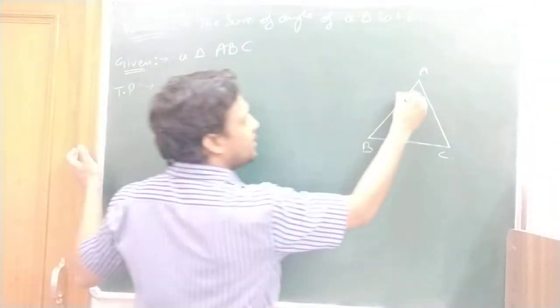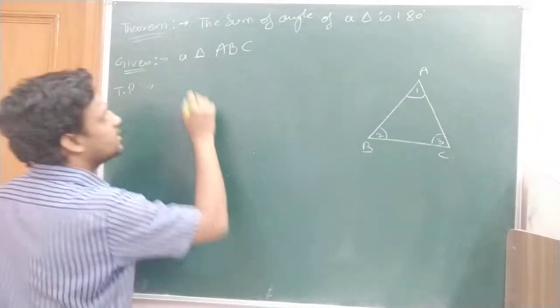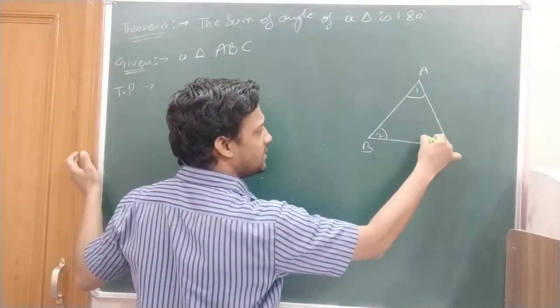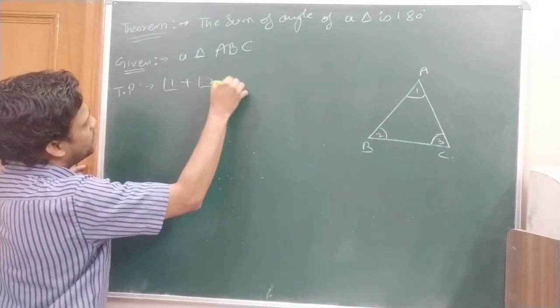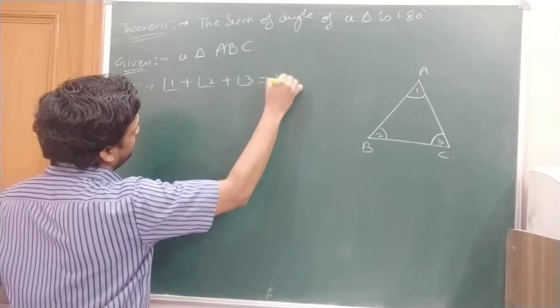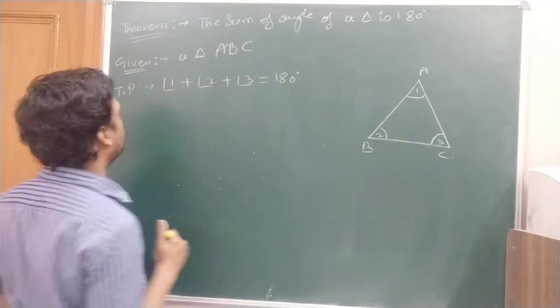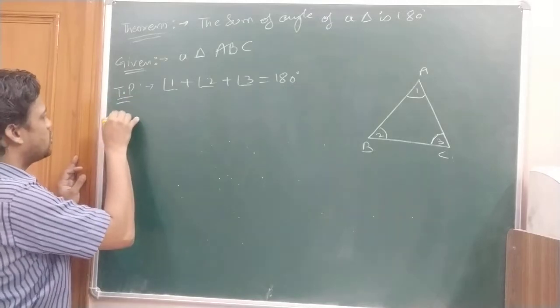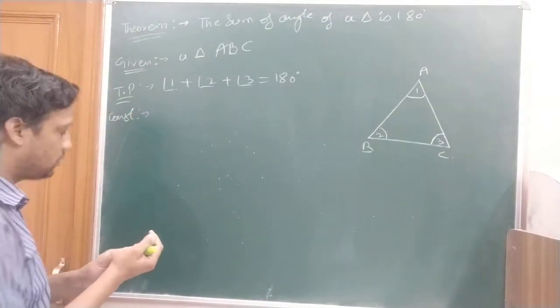You have to prove that angle 1 plus angle 2 plus angle 3, which is the sum of angles of a triangle, equals 180 degrees. This thing you have to prove. Instead of this you can write the statement also. Now construction. For this you have to draw a construction first.